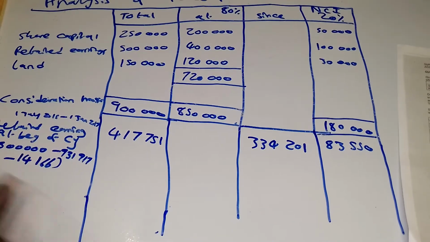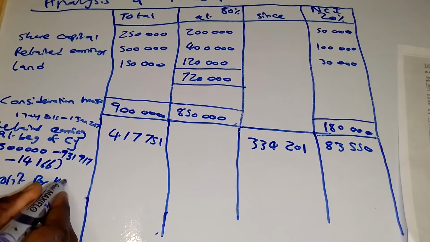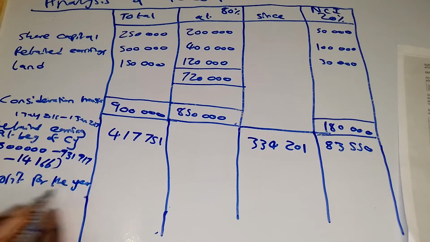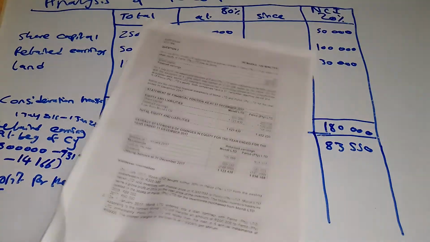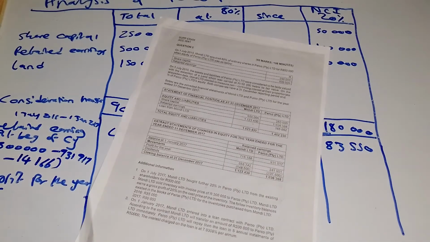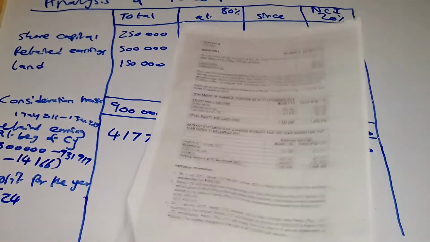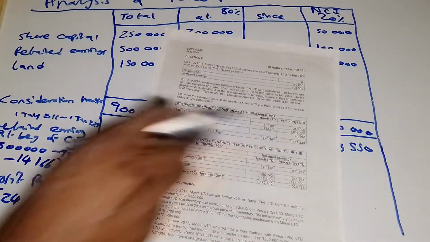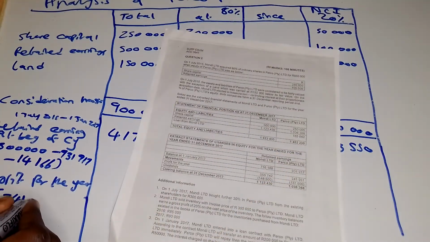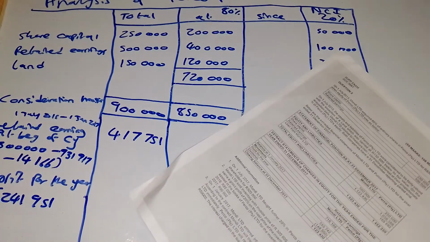Okay, now we have to go to profit for the year. The first amount that we have to take is the profit of the subsidiary. We have to allocate ourselves the profit made by the subsidiary, which is 241,951.